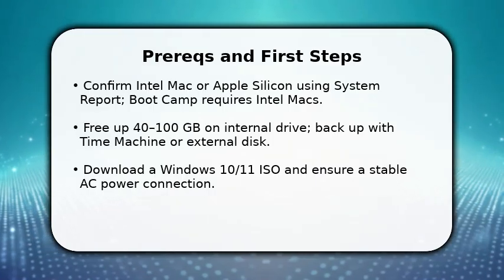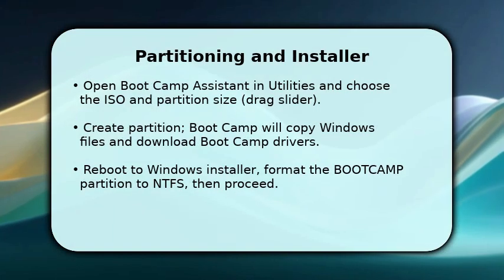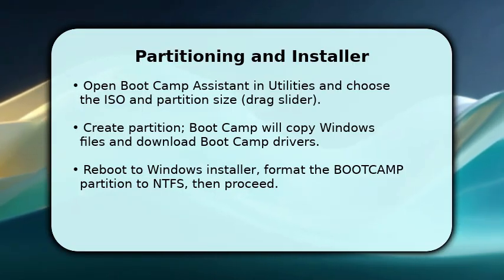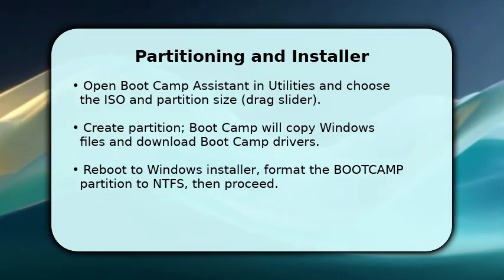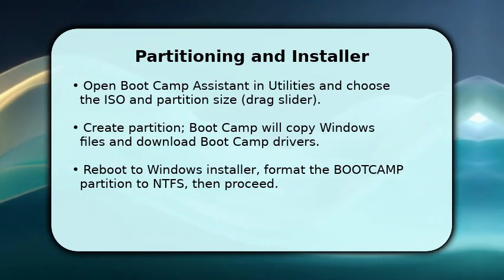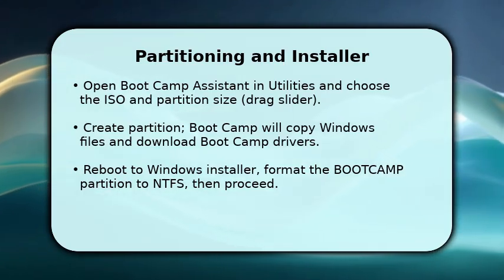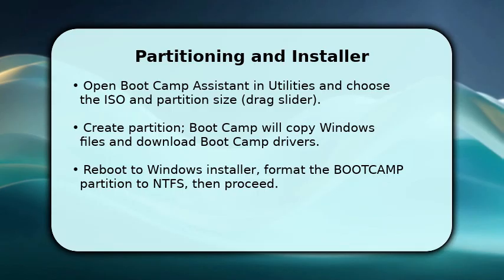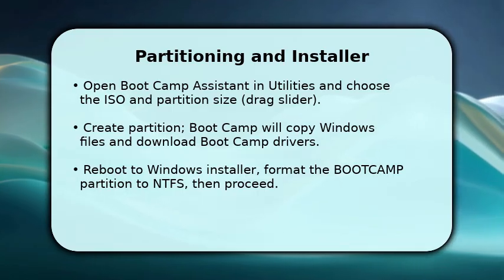Now continue by launching Bootcamp Assistant from Utilities and select the Windows ISO you downloaded. Drag the partition slider to allocate space. Choose 100 GB or more depending on use. Bootcamp will create the partition, copy Windows files, and automatically download Apple's Windows drivers.